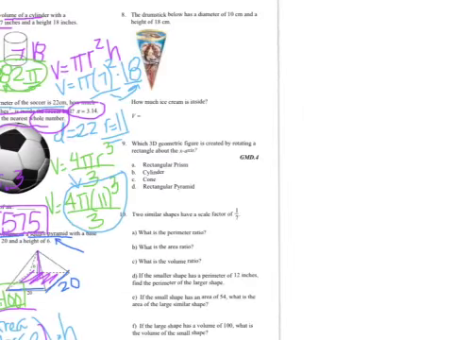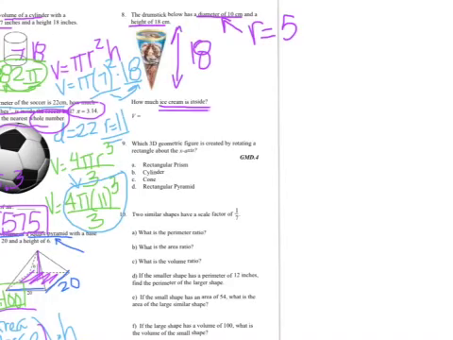In question number 8, it says that the drumstick below has a diameter of 10. Again, remember, we always want to use the radius for our formulas usually. So the radius must be 5, and the height is 18. That means straight from here to here. And then the question says, how much ice cream is inside? Well, that's an English way of saying what is the volume.